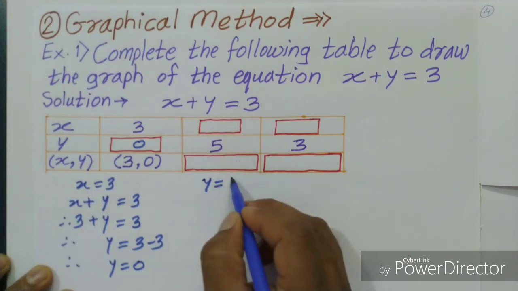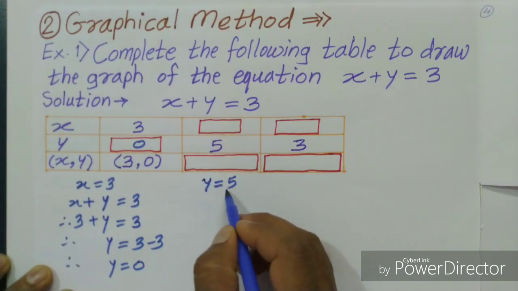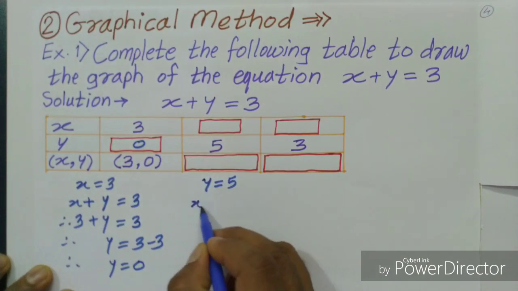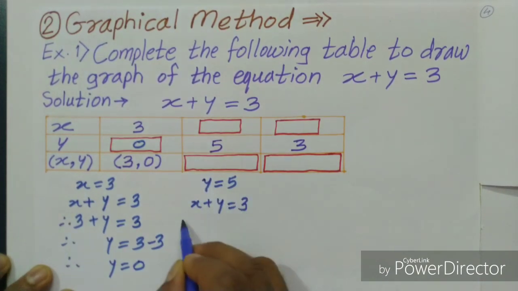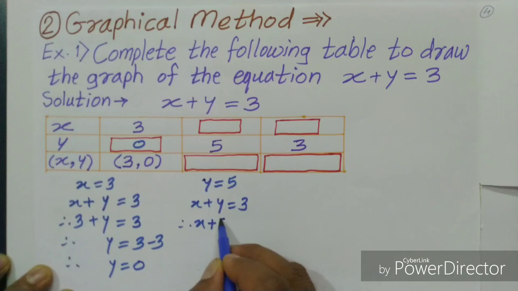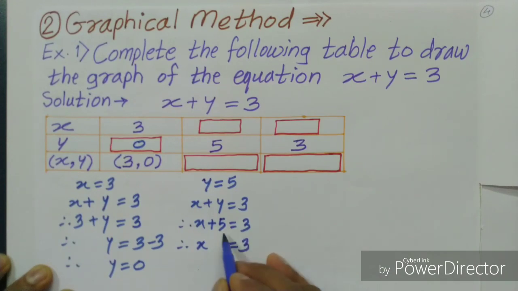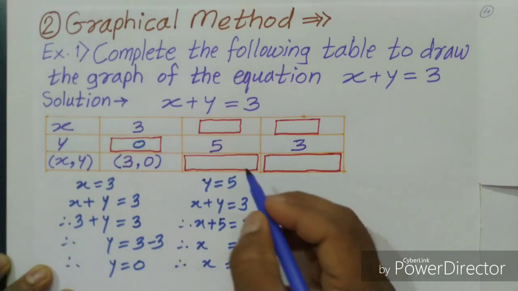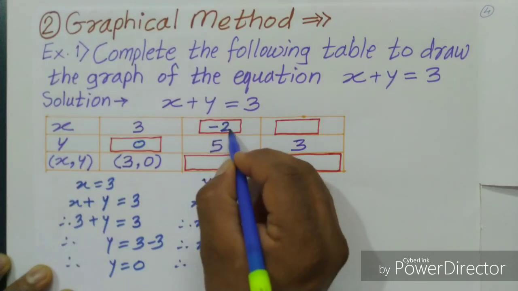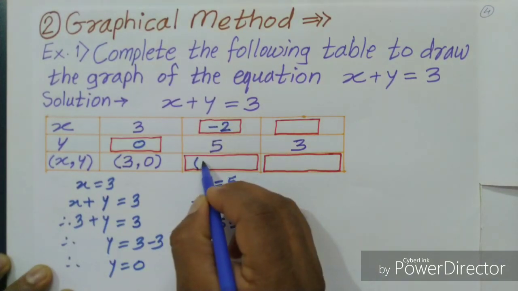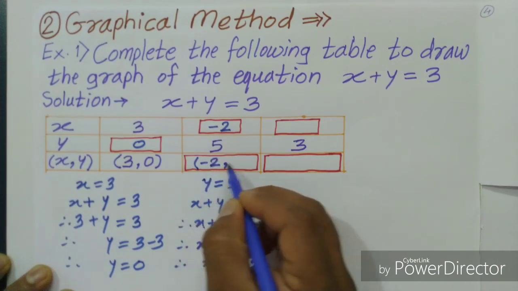The value of y is equal to 5 is given. Substitute the value in the given equation, x plus y is equal to 3. Therefore x plus the value of y, which is 5, is equal to 3. Therefore x is equal to 3, and plus 5 becomes minus 5. Therefore x is equal to the subtraction 3 minus 5, which is minus 2. The value of x is minus 2, and the x, y values are minus 2 comma 5.